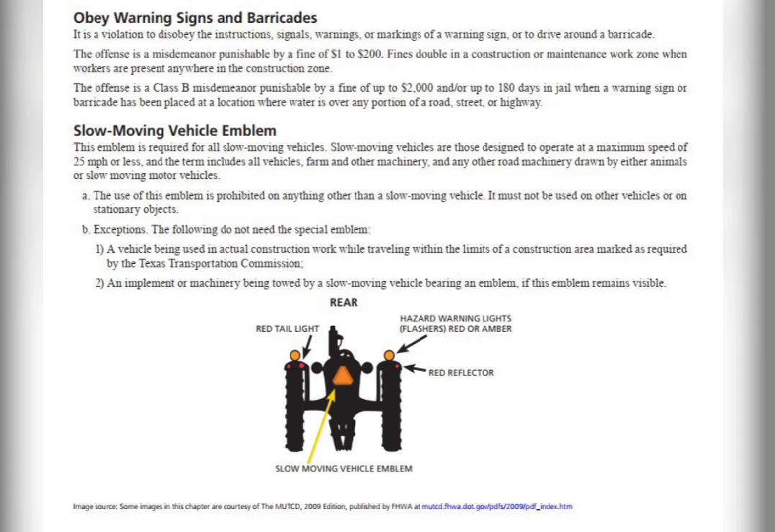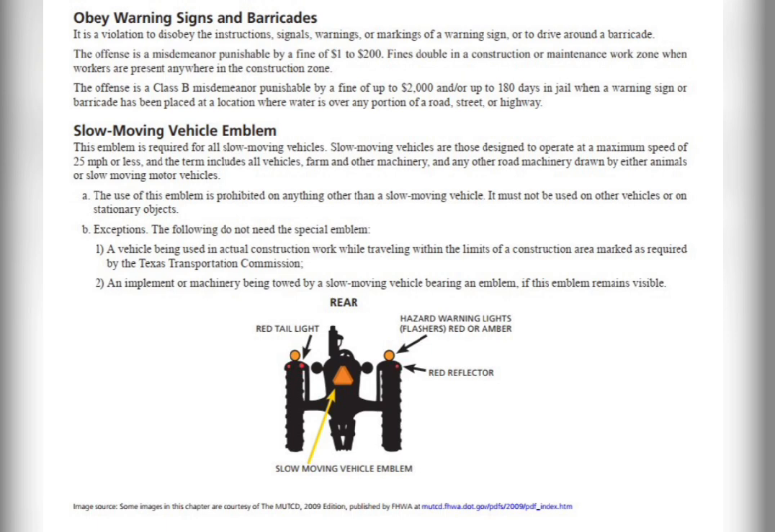Obey warning signs and barricades. It is a violation to disobey the instructions, signals, warnings, or markings of a warning sign, or to drive around a barricade. The offense is a misdemeanor punishable by a fine of $1 to $200. Fines double in a construction or maintenance work zone when workers are present anywhere in the construction zone.